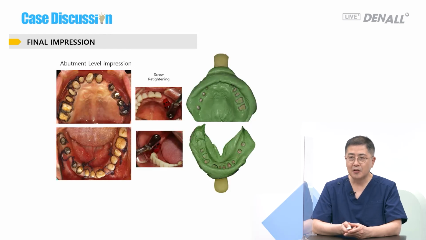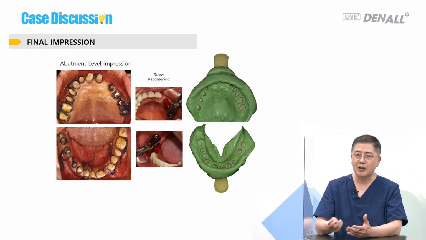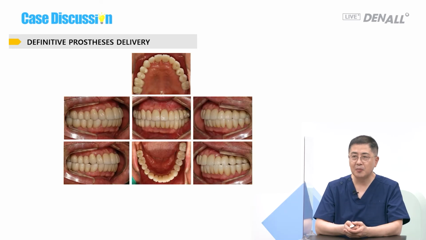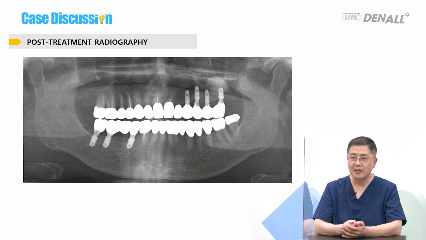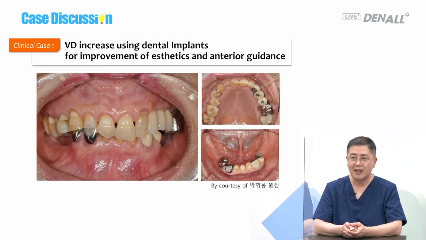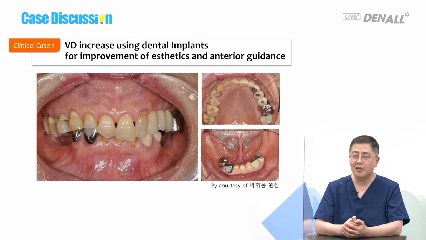In provisional, the new one is made. Ultimately, final impression is taken. Definitive prosthesis was delivered. This process is authentic, described in a textbook, which is not an easy case. This is the post-op X-ray. It took a lot of time and was very well done. This is not easy for a practitioner to follow. It required a lot of effort.